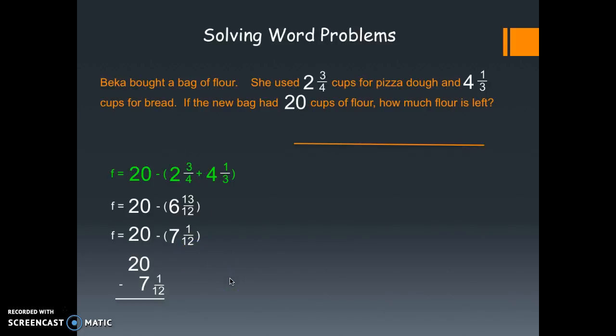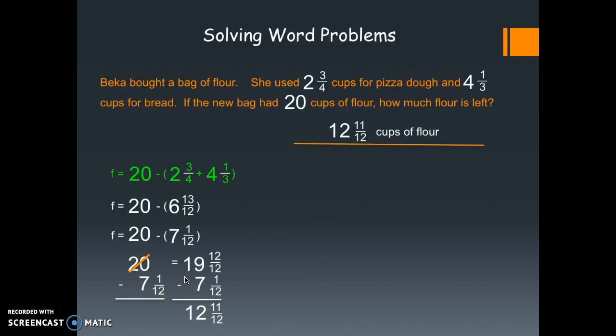So I like to stack them. I can see that I have nothing here, so I'm going to have to borrow from the 20, move 12/12 over. So now 12 minus 1 is 11/12. 19 minus 7 is 12. So I'm going to say we're going to have 12 and 11/12 cups of flour left.